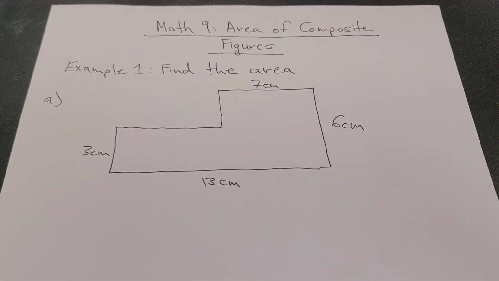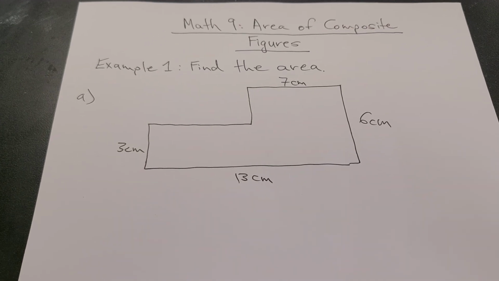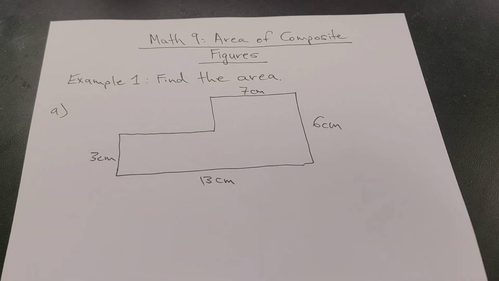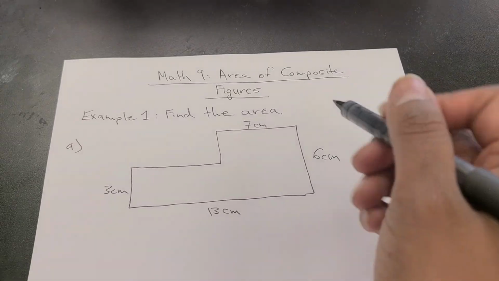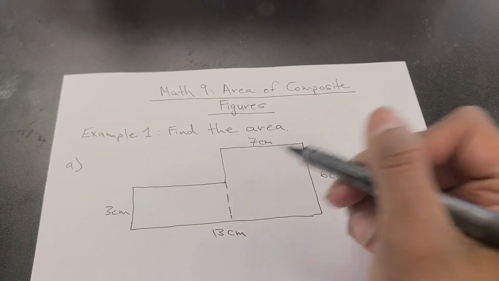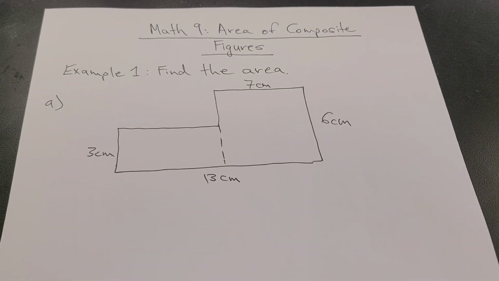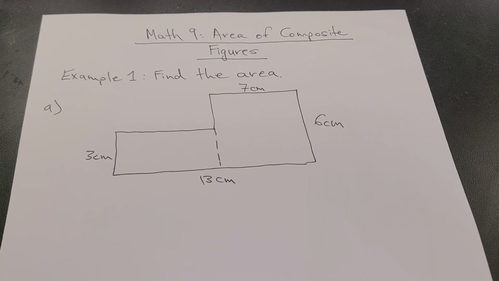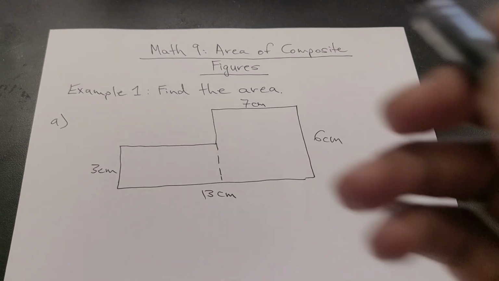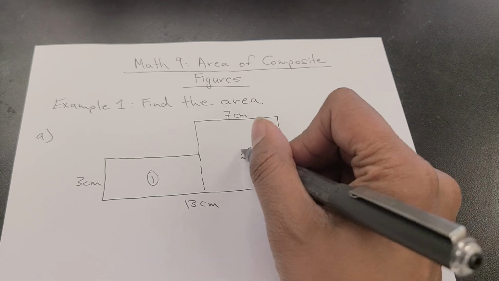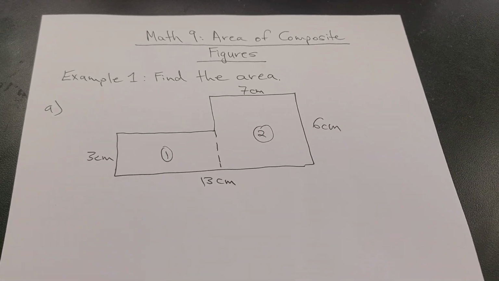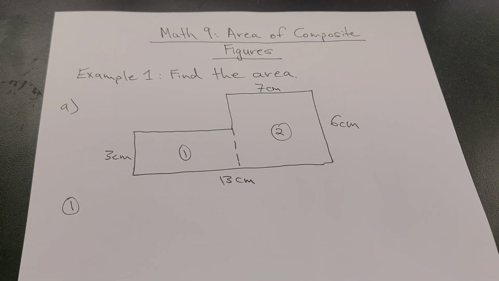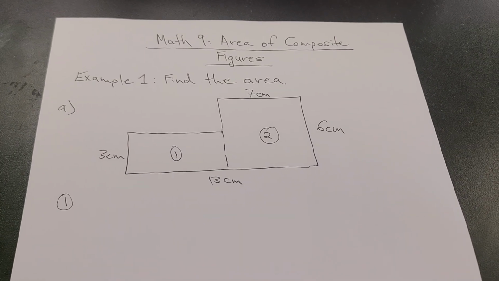All right, so here we are. We're going to try the area of this composite figure. A composite figure is basically an irregular shape. So I want to first divide it up into maybe two separate shapes. I'm going to make a line going down, like this, and you can see I just separated it into two separate rectangles. Let's label them 1 and 2. What you're going to do is find the area of each of the rectangles separately, and then add them together, and that's going to be the area of the composite figure.